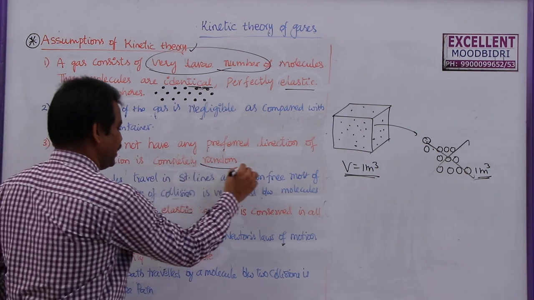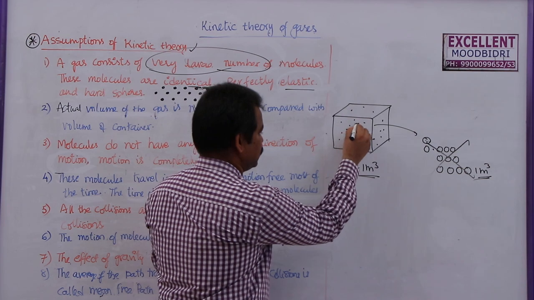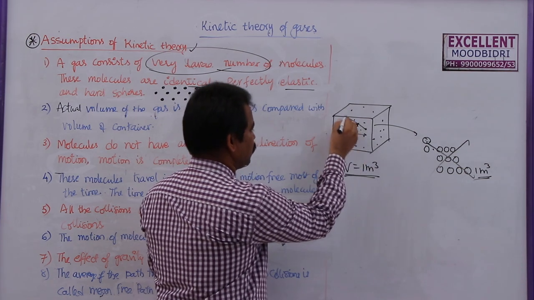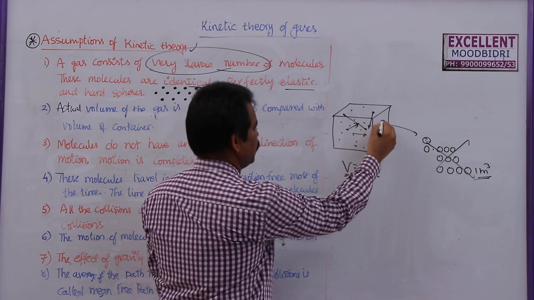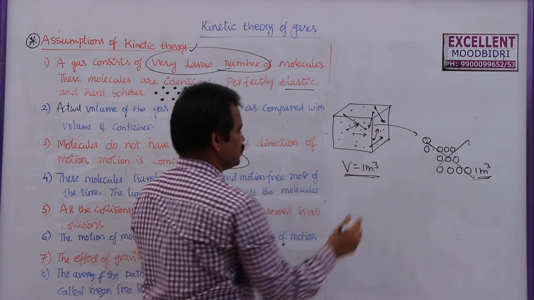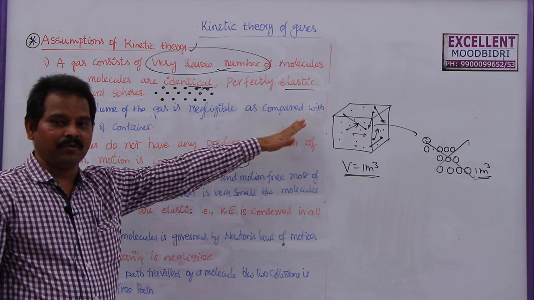The third one, molecules do not have any preferred direction of motion. Motion is always random motion. We studied this in PUC also. This molecule may move in this direction, this molecule may move in this direction, this molecule may come down, this one may go up. That means different molecules at a given time will have different directions of motion.